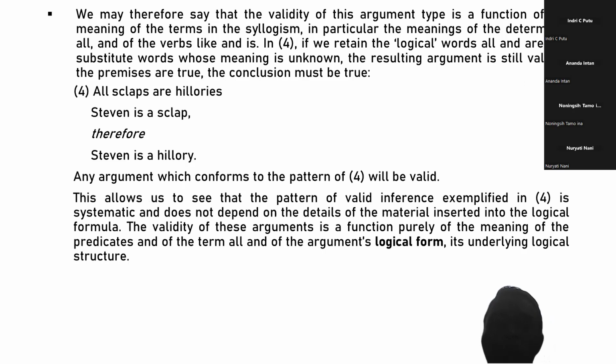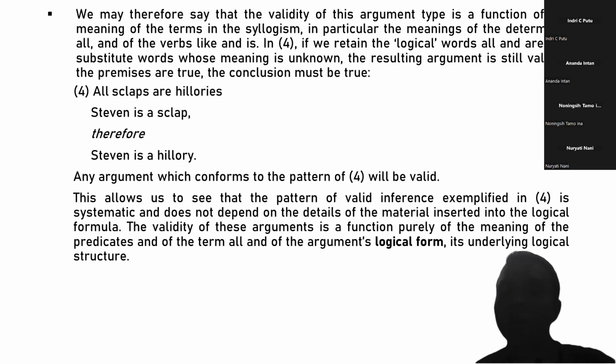Next, we may therefore say that the validity of this argument type is a function of the meaning of the terms in the syllogism. In particular, the meanings of the determiner "all" and of verbs like "is". If we retain the logical words "all" and "are", but substitute words whose meaning is unknown, the resulting argument is still valid. If the premises are true, the conclusion must be true.